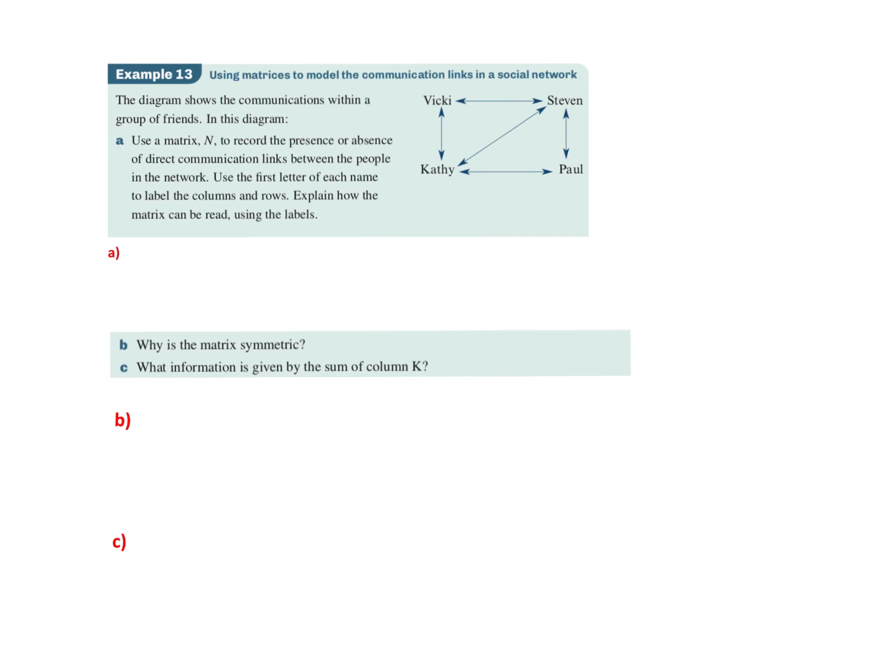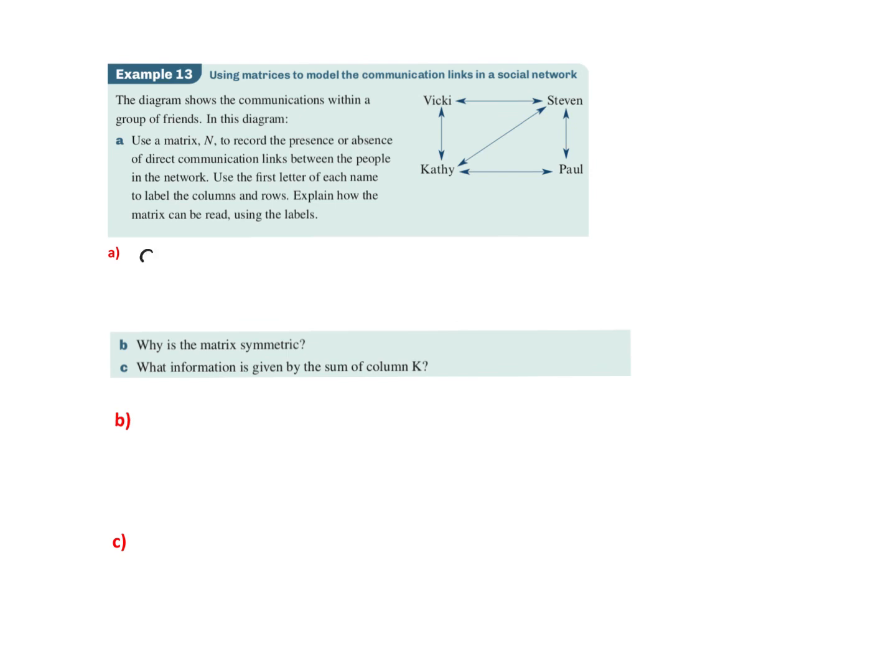Use matrix N to record the presence or absence of direct communication. Use the first letter of each name to label the columns and rows, and explain how the matrix can be read using the labels. Okay, let's go. I want you to set that one up: Vicky, Stephen, Kathy and Paul. Let's set it up in a matrix.